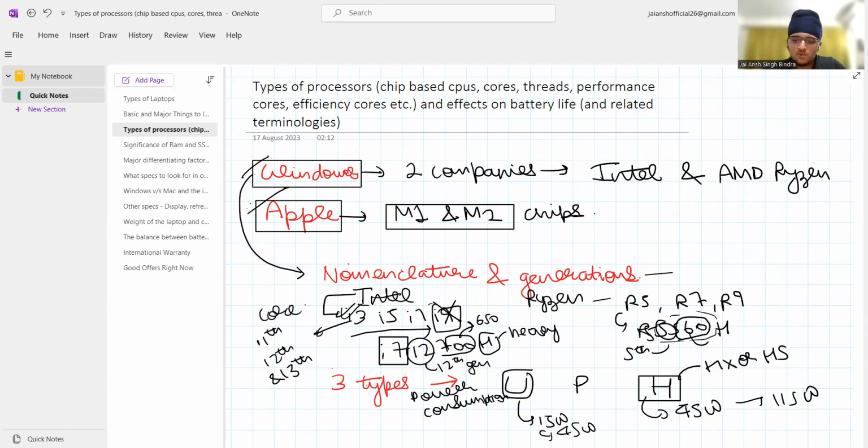Now, between the U and H, there's a P processor. This is usually a middle range between the H and U. It is more powerful than the U processor, but not as powerful as an H processor.